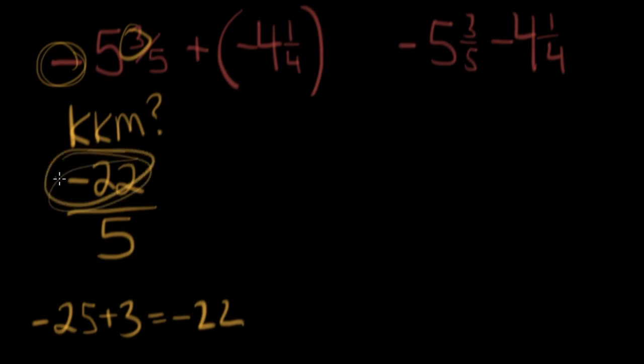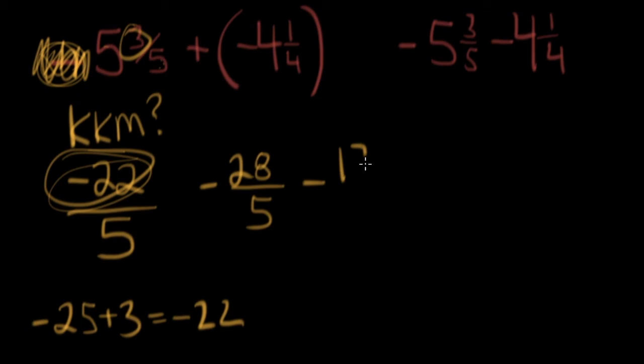But that's not how you do it. You have to ignore this for right now. And you go 5 times 5, which is 25. 25 plus 3 is 28. So it's actually 28 over 5. And don't forget, it's negative. That's how you do it. Interesting, right? And over here, this is going to be minus 17 over 4. Okay, so remember, we already know that our answer is going to be negative because we have two negative numbers here.